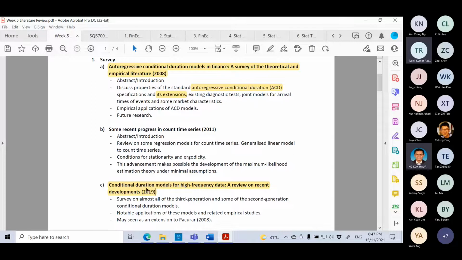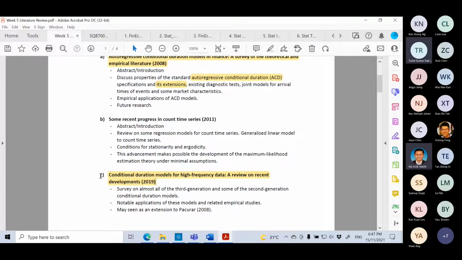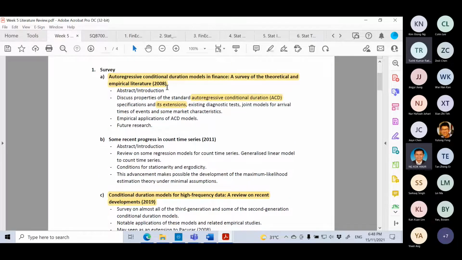In this survey paper, the C here, they extend from the first survey paper, where they survey almost all of the third generation and some of the second generation of the conditional duration model. They mention notable applications of this model and related empirical studies. This paper may be seen as an extension to Bauwens 2008, because in 2008 they surveyed until the year 2008.